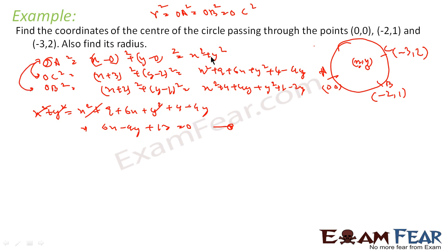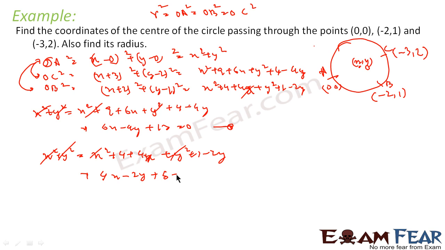Equation number 1. Similarly, we can equate OA square and OB square. Why? Because x square, y square will get cancelled. So we'll do that. We'll get x square plus y square, OA square, is equal to x square plus 4 plus 4y plus y square plus 1 minus 2y. This is OB square. We're equating OA square and OB square. x square, y square cancel. So what we get is 4x minus 2y plus 5 is equal to 0.